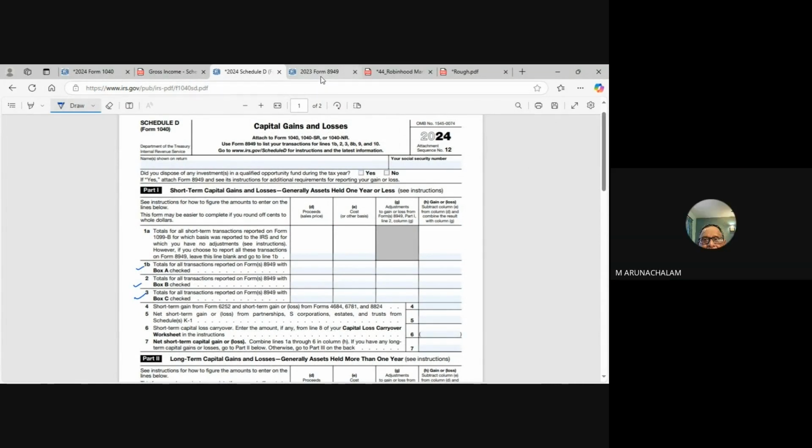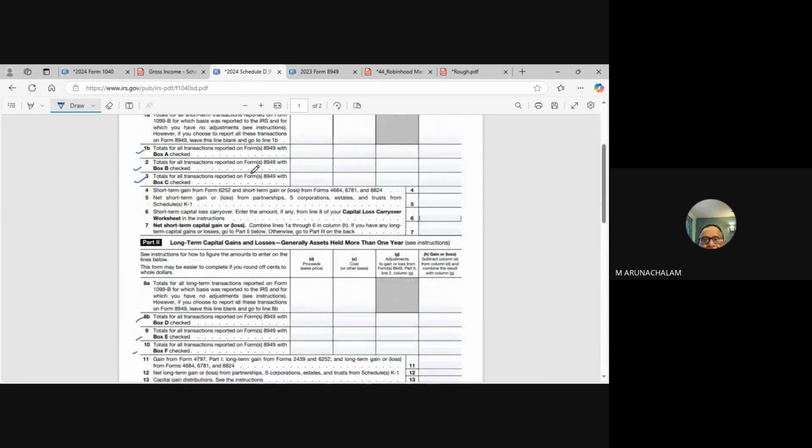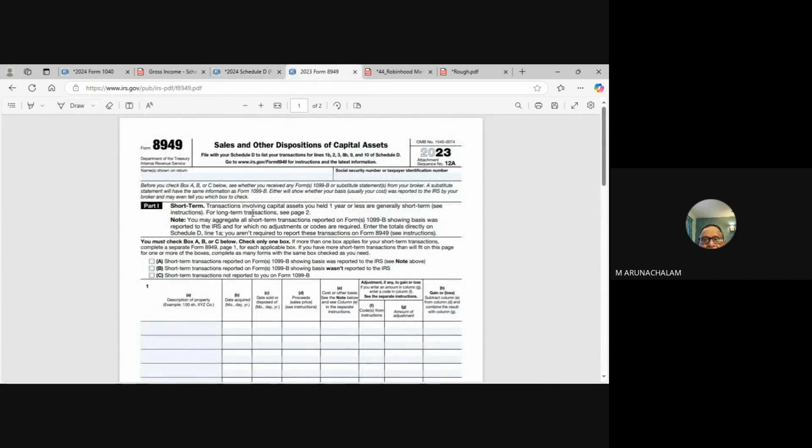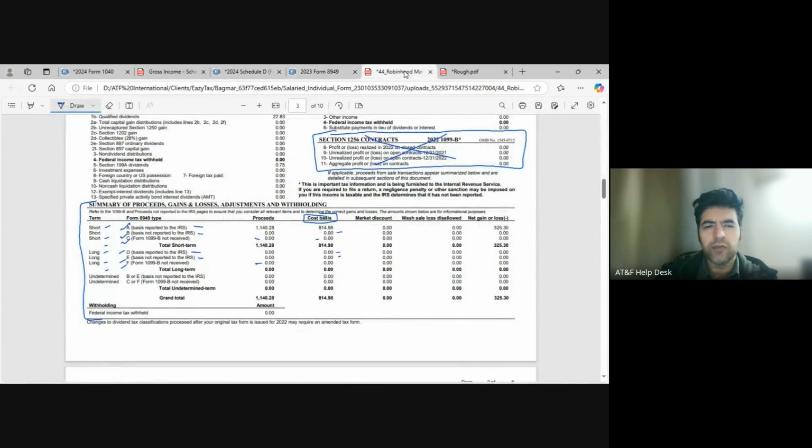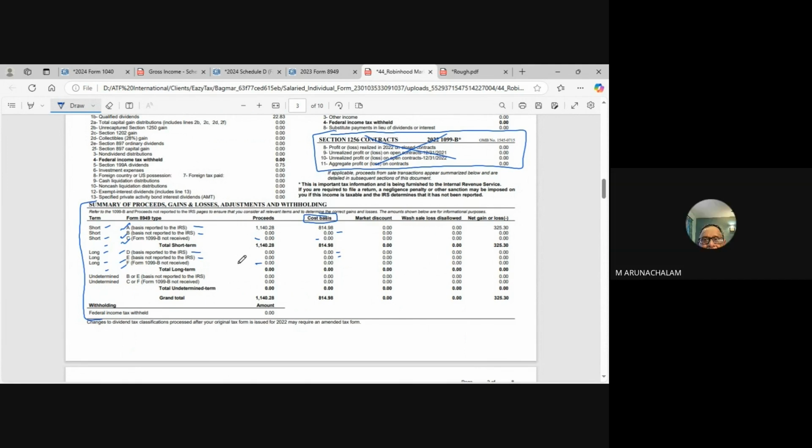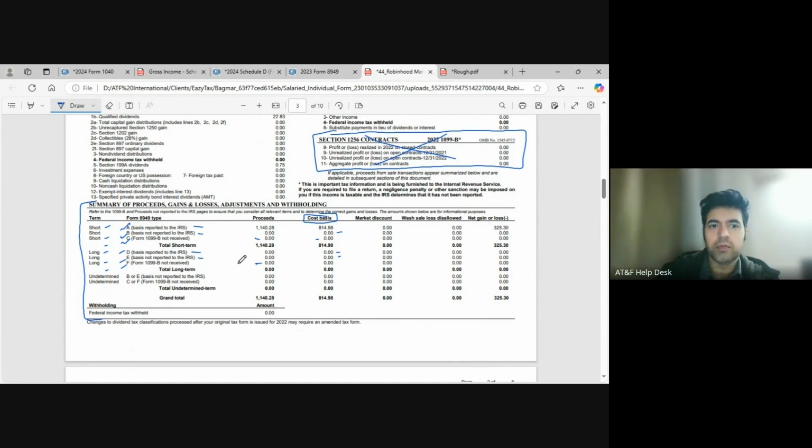So is it possible that in the case of long-term gain, all D, E, and F, all three boxes can be filled? Yeah, it is possible. That's totally possible. They might have reported some, they might have not reported some. That is possible. And some might have come as a summary, not in detail, right? Yeah, that is also possible.